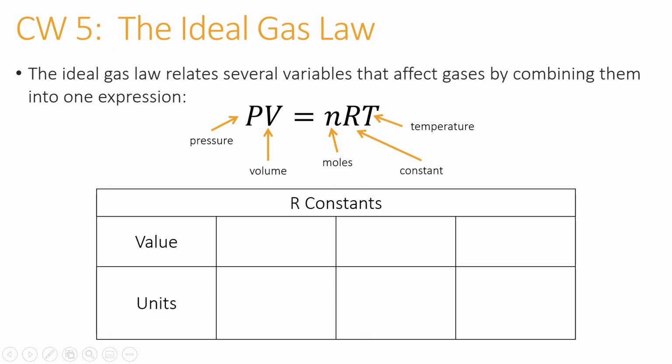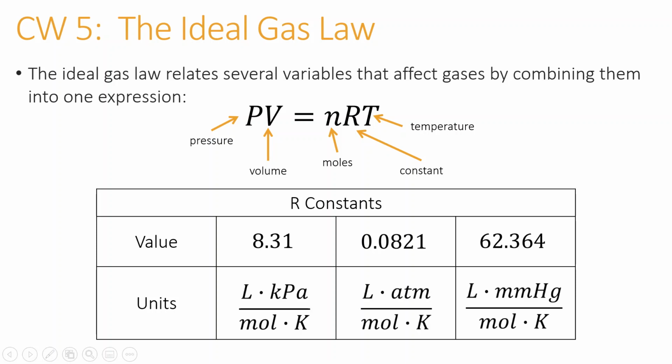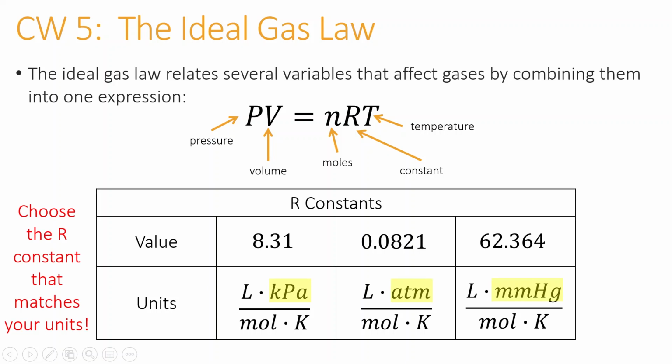So for the R constants, there are hundreds of different values for them. These are the 3 that we tend to use the most. And these numbers all represent the same constant, the same value. The only difference here is the units that are used. So notice that for all of them, volume is in liters, moles is in moles, and temperature is in Kelvin. What's different are the units of pressure for R. So whenever you're solving this problem, you're going to pick whichever one of these numbers matches the units in your problem.